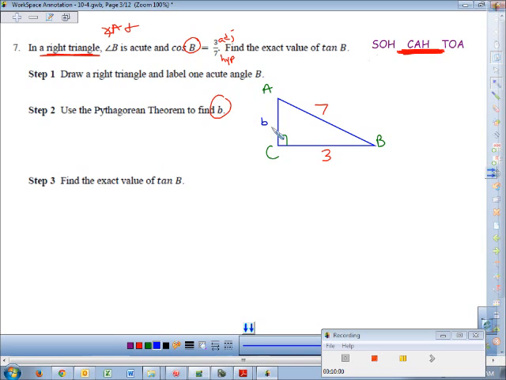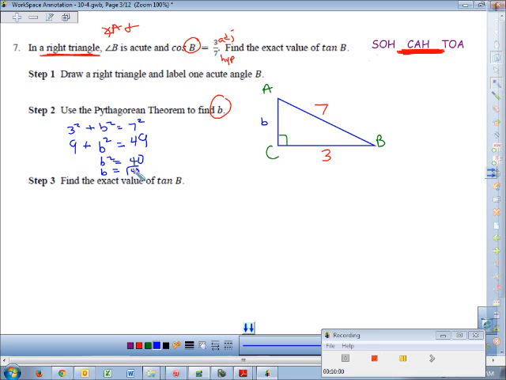So let's figure out b with the Pythagorean theorem. Why can we use the Pythagorean theorem? This is what kind of triangle? Which guy goes all by himself? The hypotenuse does. 3 squared is 9, b squared is b squared, and 7 squared is 49. b squared equals 40, so b equals the square root of 40.